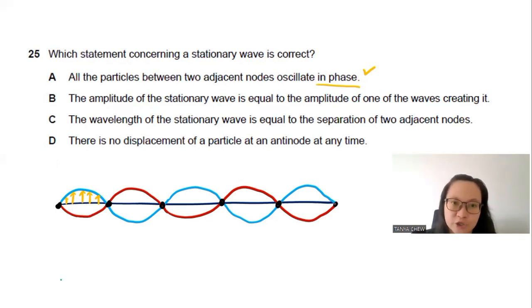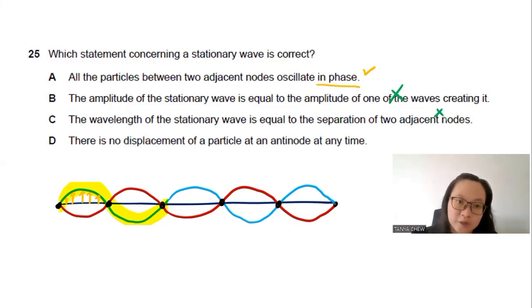B, the amplitude of a stationary wave is equal to the amplitude of one of the waves creating it. No, that is not true. It is equal to the sum of the amplitudes of the two waves. C, the wavelength of the stationary wave is equal to the separation between two adjacent nodes. Now, one wavelength is this. Is it related to the separation between two adjacent nodes? No, it is the separation between three nodes here. So this is incorrect as well.